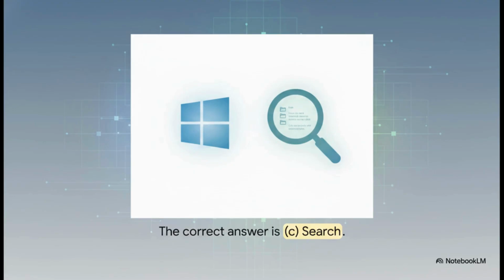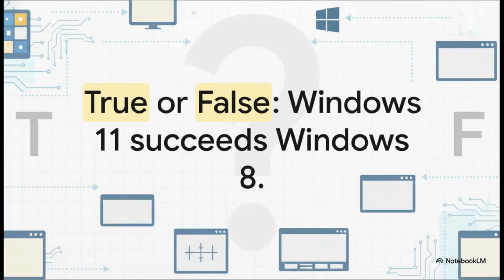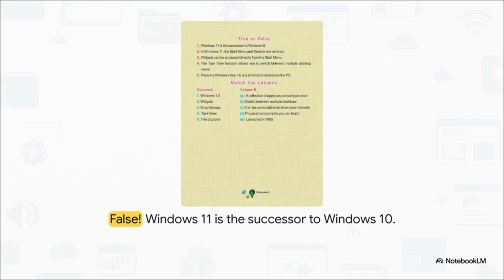Ready to go. Let's switch it up with some true or false. Windows 11 is the successor to Windows 8. Think back to that operating system timeline we discussed earlier. That one is absolutely false. Windows 11 actually replaced Windows 10. Windows 8 is from way further back in the archives.